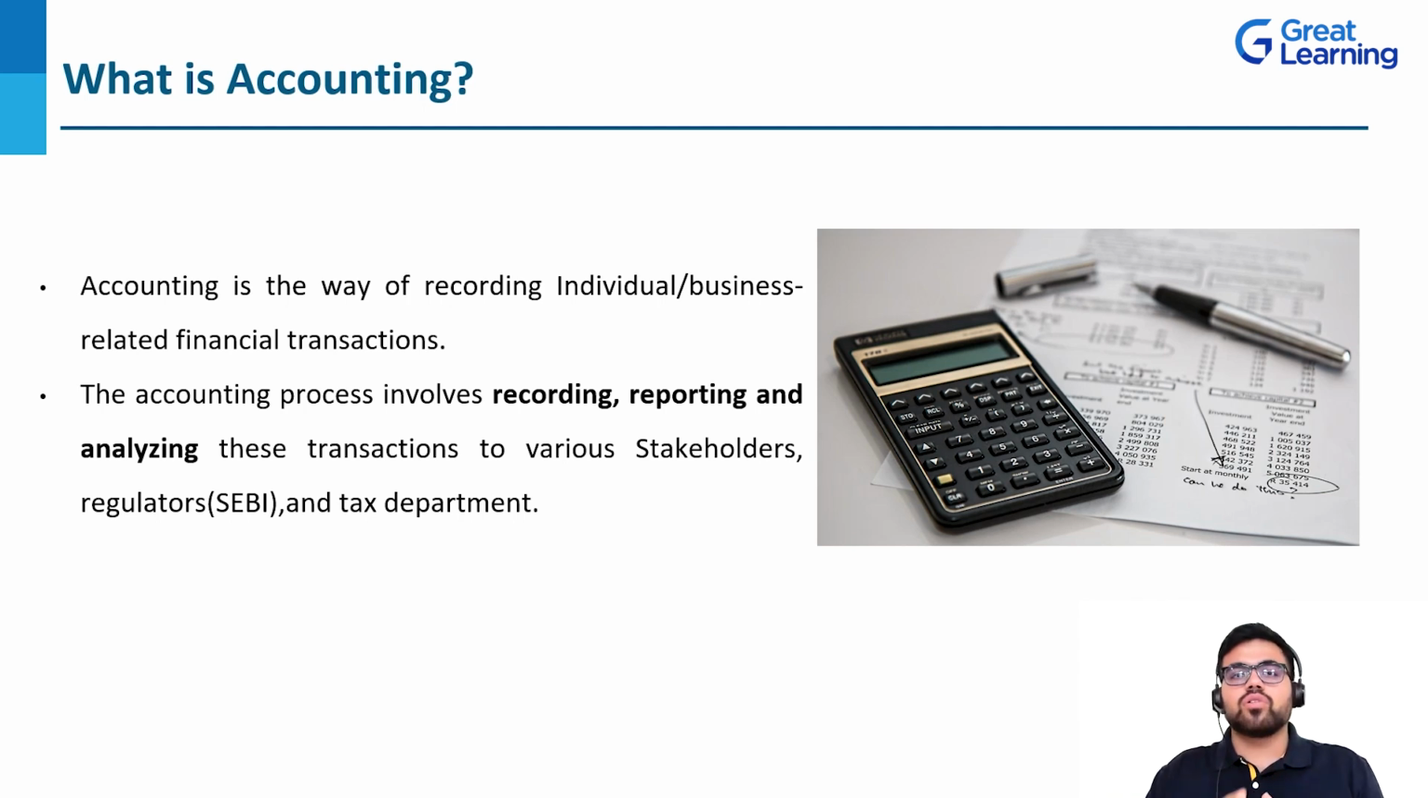Now the accounting process involves three major phases. The first one is recording, second is reporting, and the third one is analyzing those transactions for various stakeholders and regulators involved. So it can be internal stakeholders like the board of directors or external stakeholders like the general public who want to invest their money in the company, or regulators like SEBI, Securities and Exchange Board of India, or the Tax Department. They would want to know what are the financial transactions happening in your company.